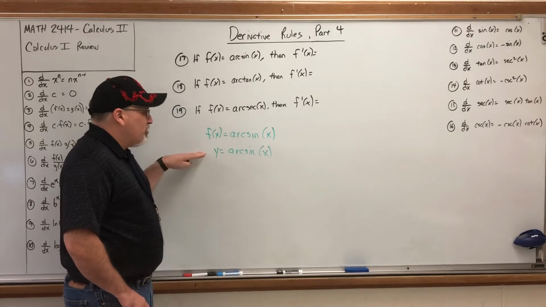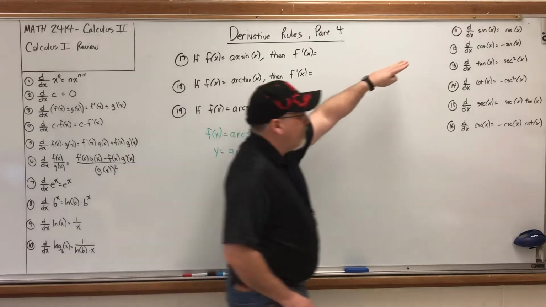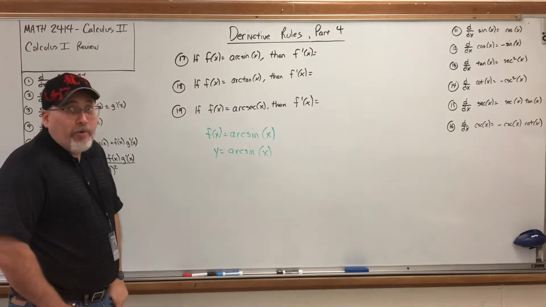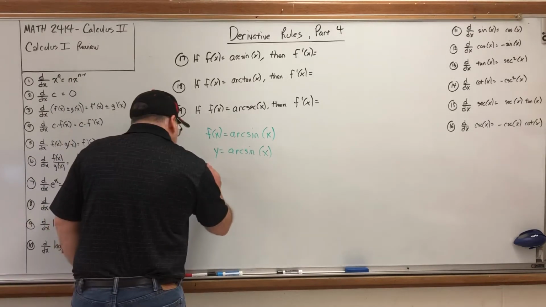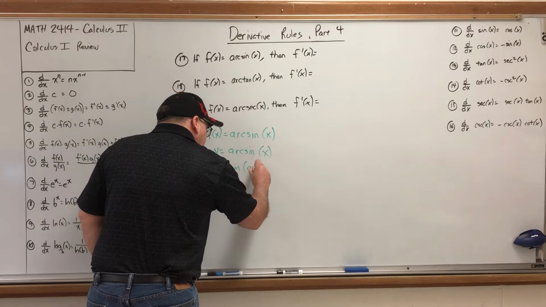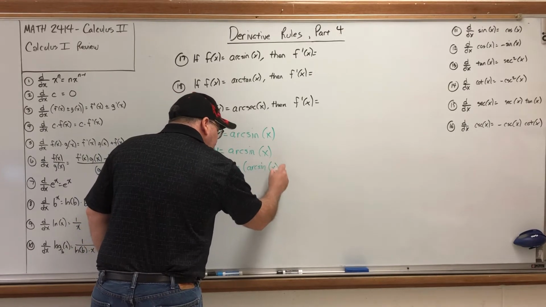We can connect this to something we already know, which is the derivative of sine. The only problem is we don't have sine, we have arc sine. So why don't we take the sine of both sides? Sine of y is equal to the sine of arc sine of x.